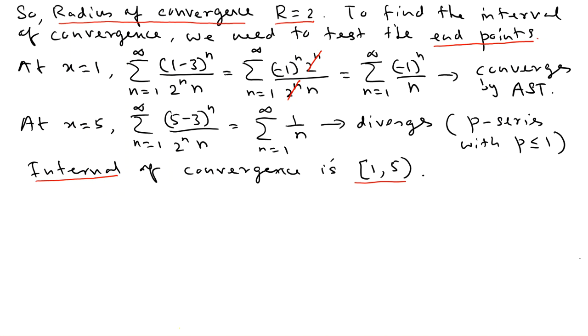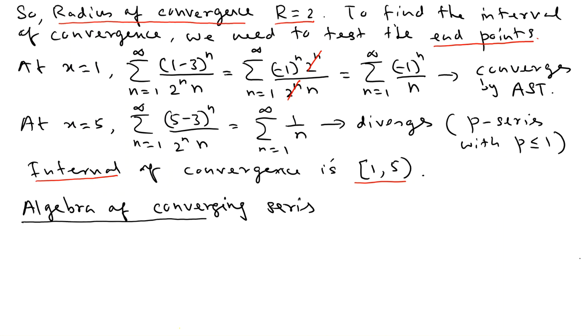So if we have several converging series, you can do a lot of things. You can add. So what we write is the algebra of converging series. If you know that there are two series which converge, you can do nice things. You can add them, you can multiply.